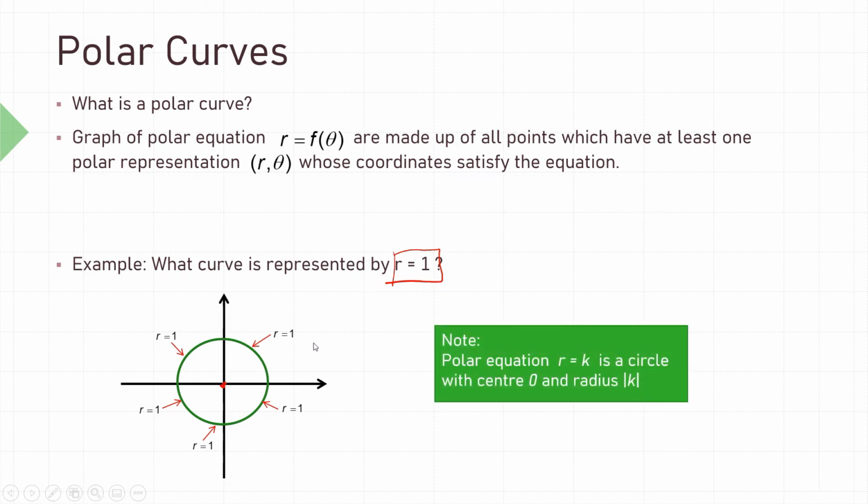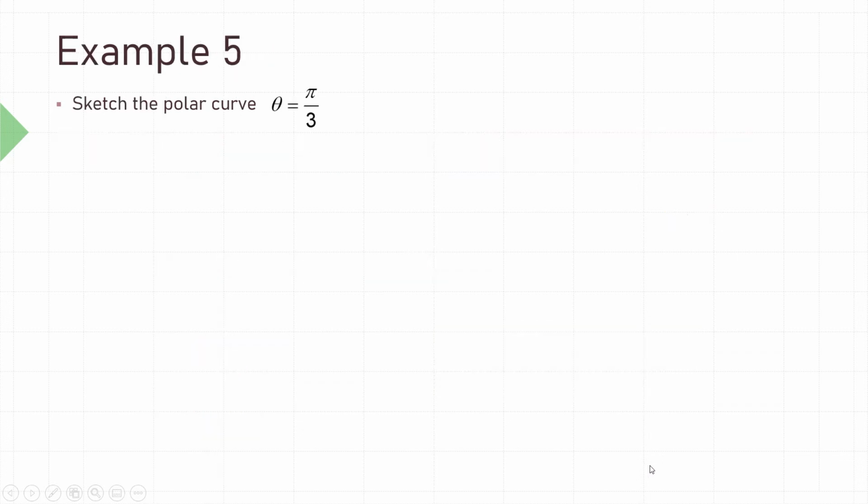Since it satisfies for all these points on the circle for r equal to 1, it's actually a circle. We need to note that a polar equation with r equal to k is actually a circle with center 0 and radius modulus k. Why do I put modulus k here? Because if you are given r equal to negative 1, it's the same. Suppose this is r equal to 1, then r equal to negative 1 is over here. So it's the same thing, so you have to take the modulus here. It's a circle, bear in mind.